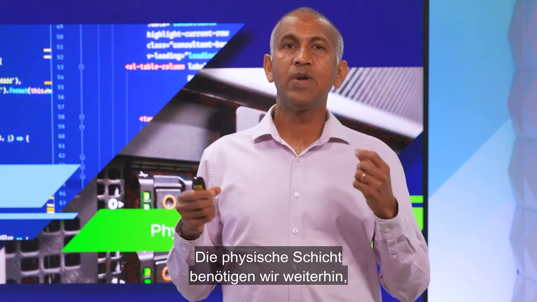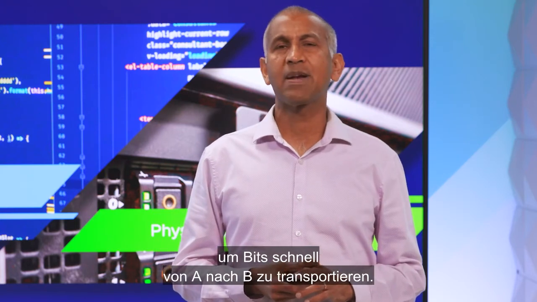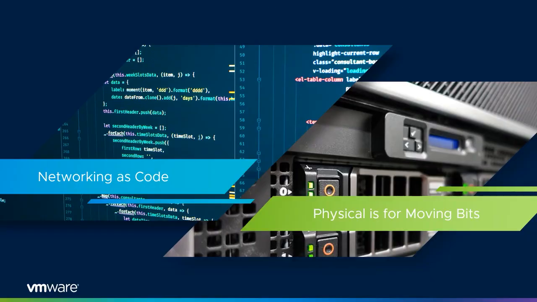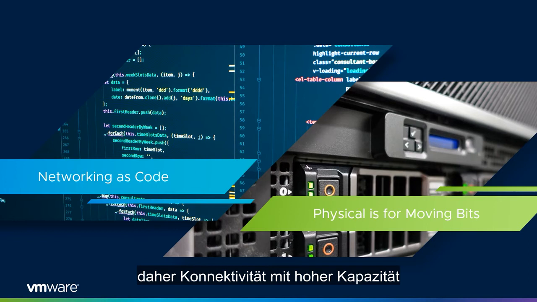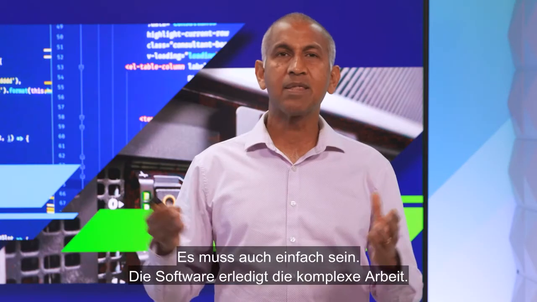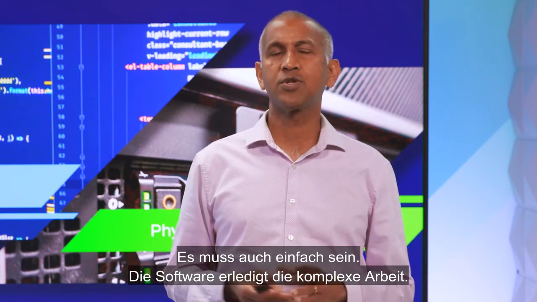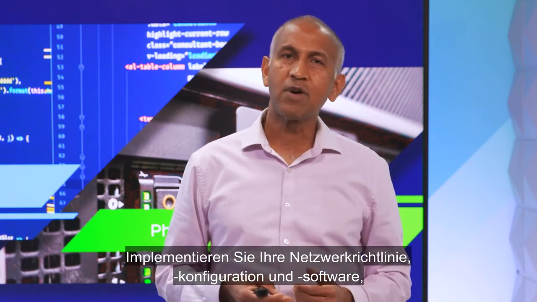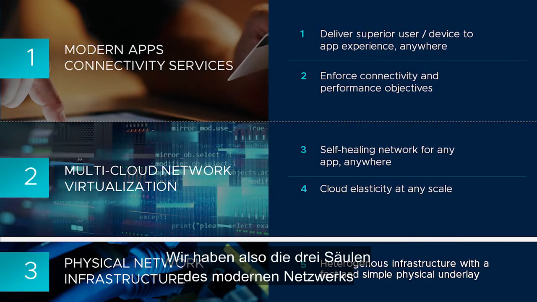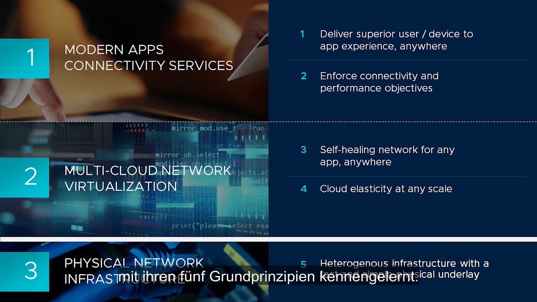We still need the physical layer to move bits rapidly from point A to point B. So the physical network becomes all about providing high capacity, low latency connectivity. Keep it simple and let the software do its job on top. Implement your network policy and configuration in software, which allows your network to become code. Policies can get coded and built into the CI/CD pipeline. So, we've defined the 3 pillars of the modern network with the 5 supporting tenets.